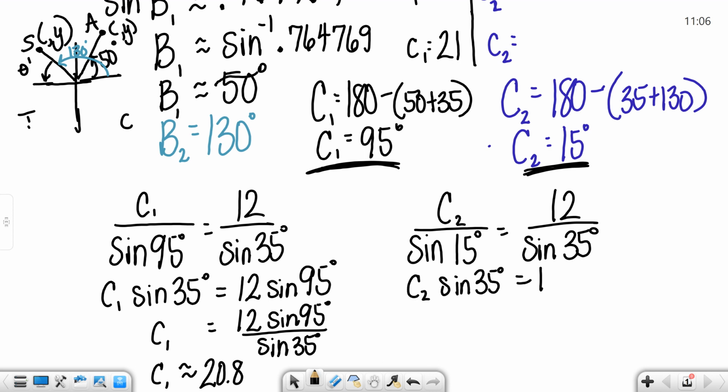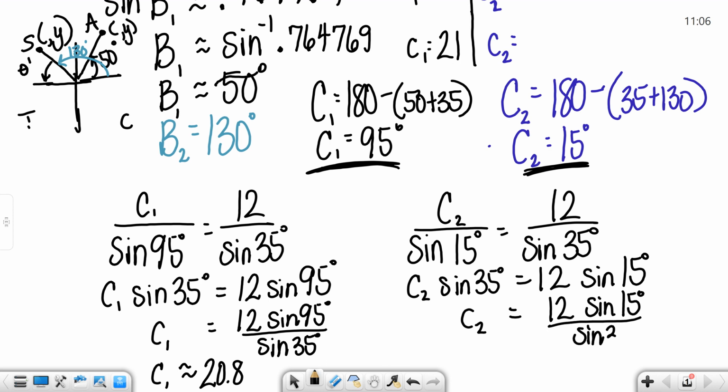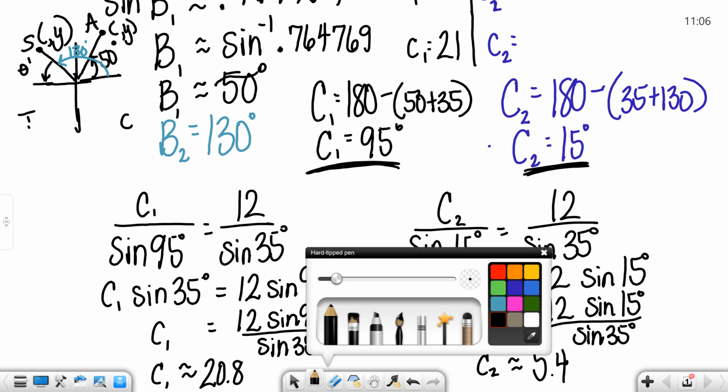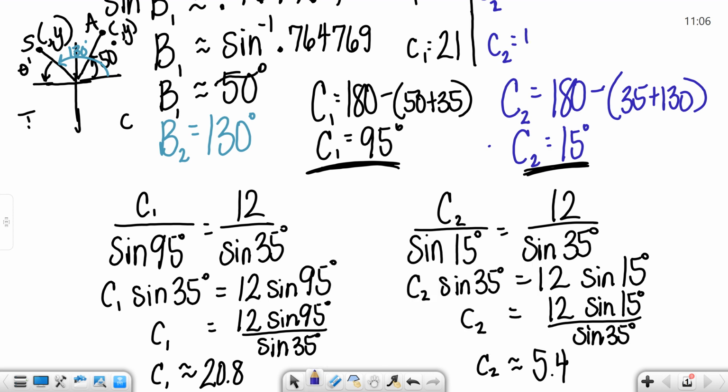So use our algebra. Okay, divide both sides by the sine of 35. Type that in your calculator and you should get 5.4. I did say whole number, so c2 is 5.